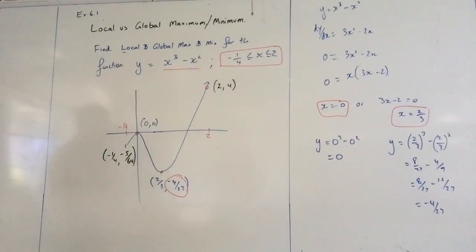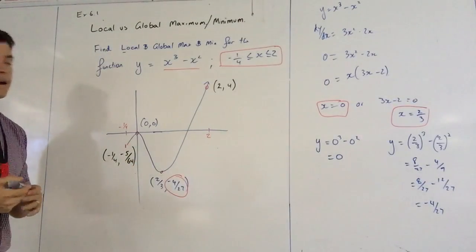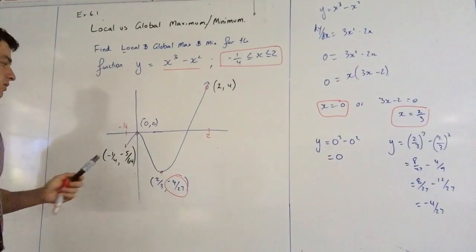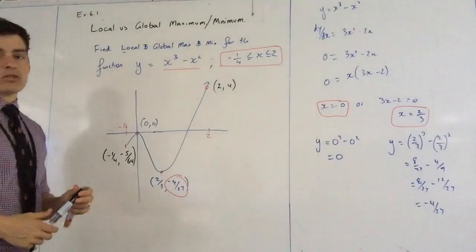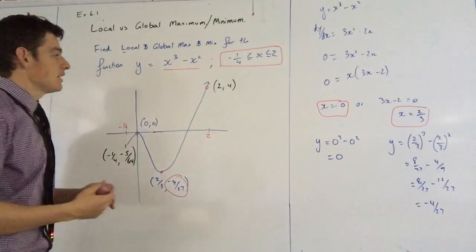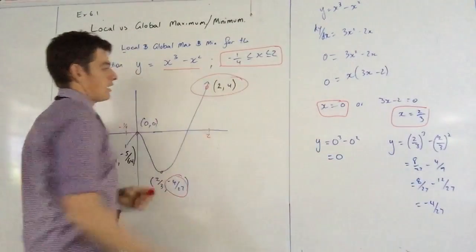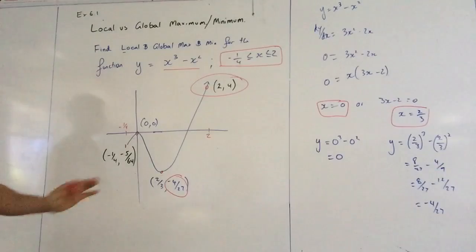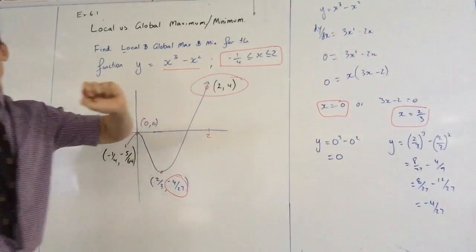So then from there, I need to find my global maximums. Let's first look at my global maximums. The only two options for my global maximum are the point (0, 0) and (2, 4). As I can see, this point here is higher. Even if I hadn't graphed it, I could look at my y value to see that.